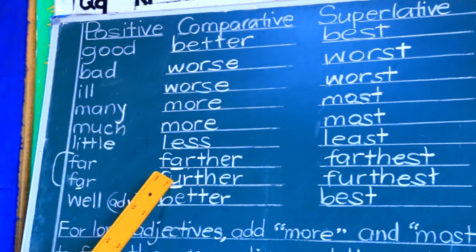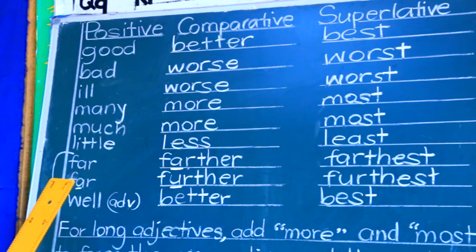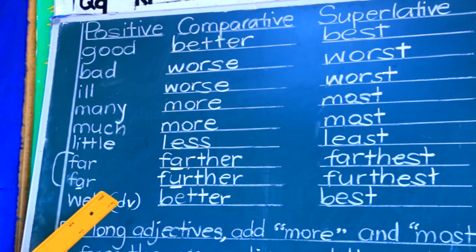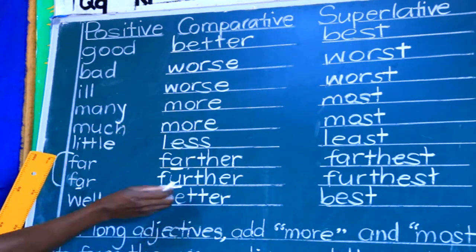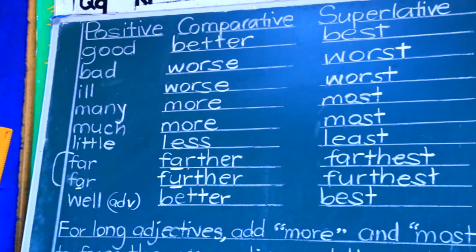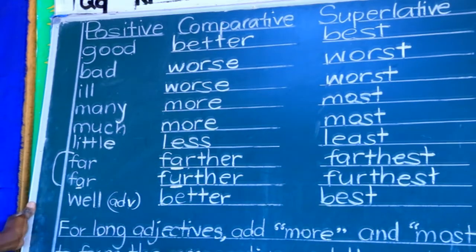Far, again, farther, farthest. And lastly, well, which is an adverb formed from good, is well, better, best. That's the end of our list of irregular adjectives.